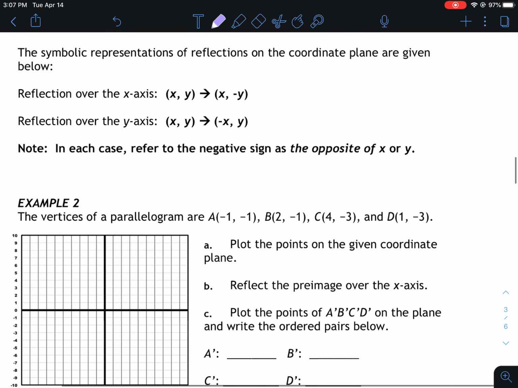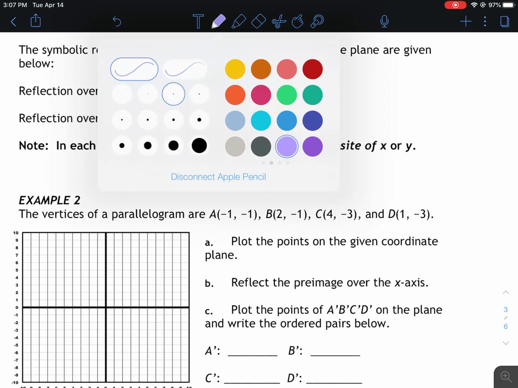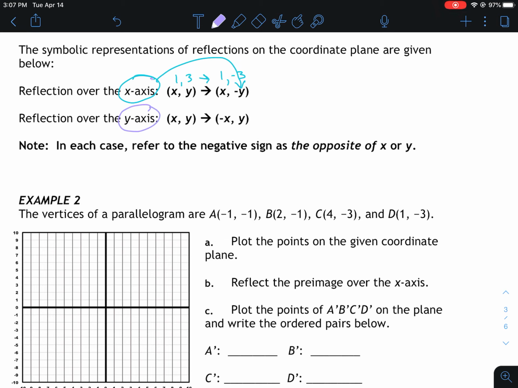Okay, so here is our actual symbolic representation. Whenever you reflect over the x-axis, it is the y value that becomes the opposite value. The x stays exactly the same. So remember, we had (1, 3), and it became (1, negative 3). You can scroll back up and check that. Then when we reflect over the y-axis, our ordered pair was (1, 3). Now it is (negative 1, positive 3). So the x value is what becomes the opposite.